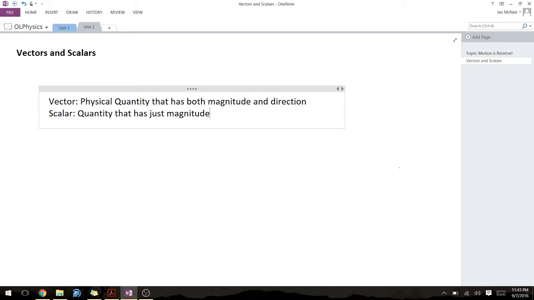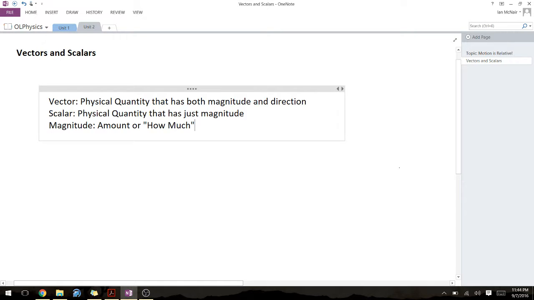So I need to obviously define some words just to not be confusing. We'll do physical quantity there, at least in physics. So when we think about the word magnitude, let's define that as well. All that really means is just amount. So how much? And direction, obviously, is just which way you're going, right? Which way you're pointed, whatever.